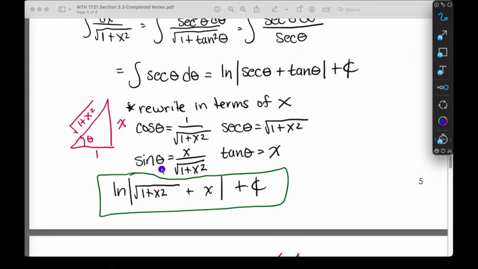Now sine is x over the square root of 1 plus x squared, because it's opposite over hypotenuse. And since we're trying to find tangent here to replace something in terms of x, remember the tangent is sine over cosine. So I'm going to take this over this and simplify it, and I'm going to get x for tangent. So my final answer is going to be the natural log of the square root of 1 plus x squared plus x, plus c.